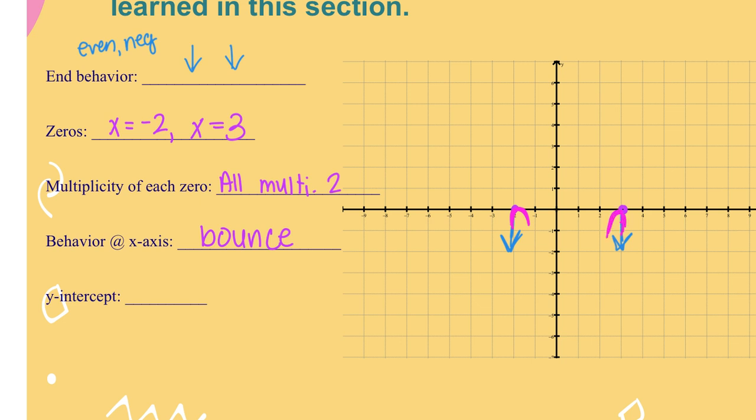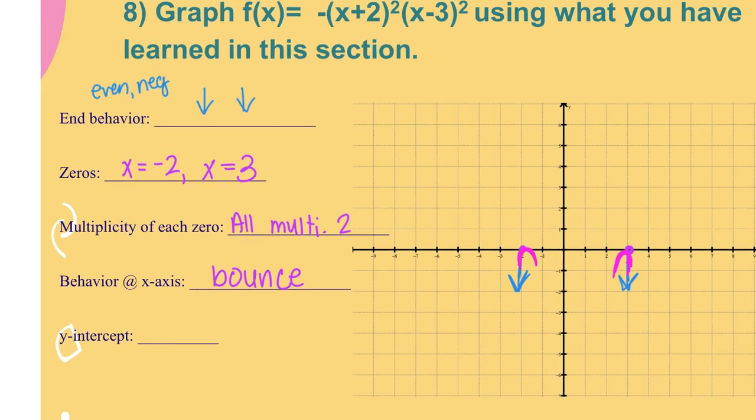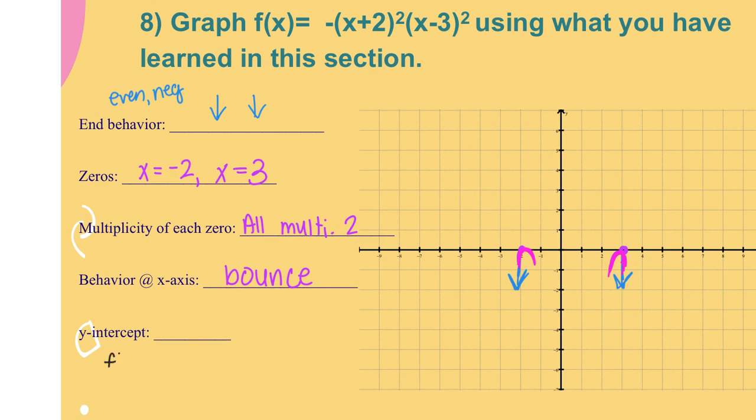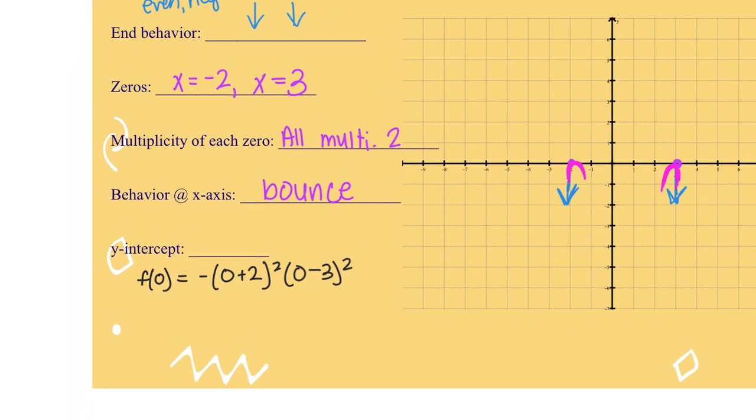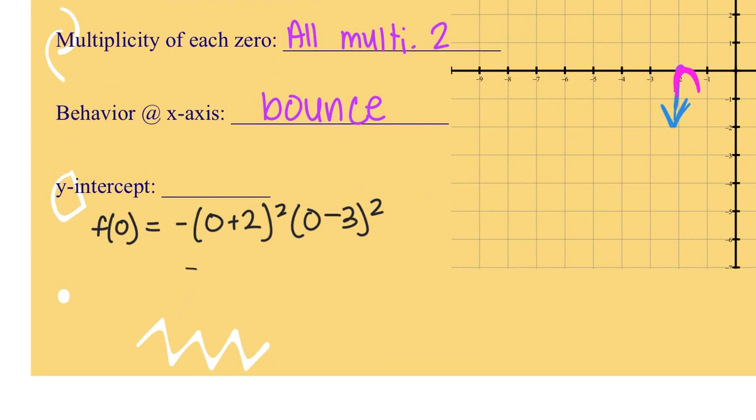All right, finding the y-intercept. Same thing for this one. All I have to do is plug in 0 for x. So I have f(0) equals -(0 + 2) squared times (0 - 3) squared. And then solving this, I'm going to have -2 squared times negative 3 squared. I'm going to get negative 4 times 9, which gives me negative 36. So 0, negative 36.